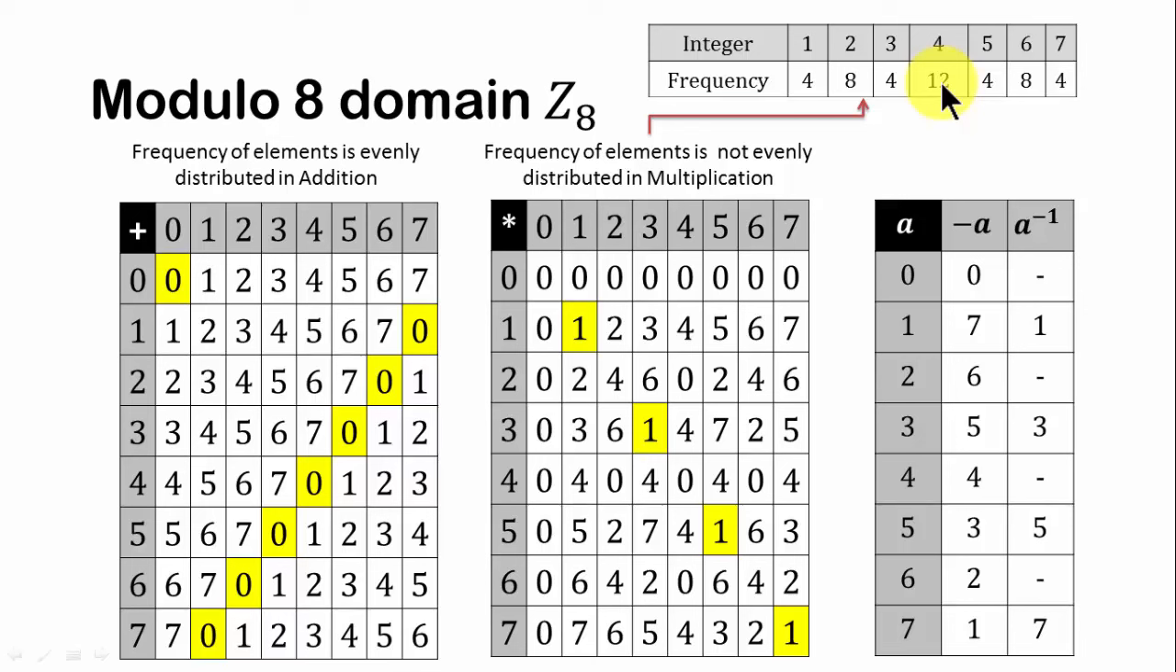And in order to hide such frequency information, one of our aims is that every element should be uniformly distributed, as in the case of the addition matrix over here, right? Secondly, we also want that all the values of our set should have a multiplicative inverse as well, right? So these two are the basic requirements that we have.